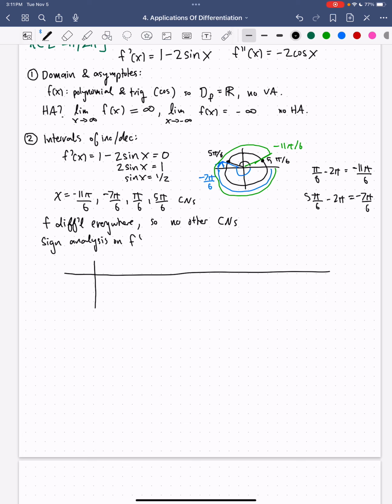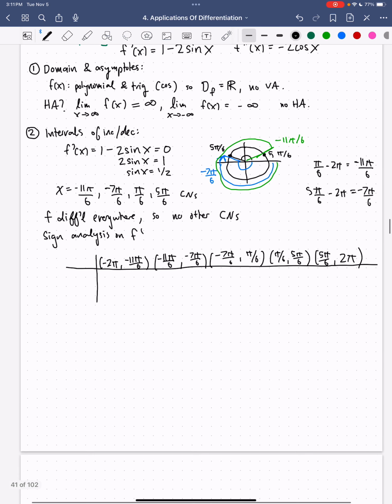Okay, let's see, lots of intervals, because now I'll have to go from negative 2 pi to negative 11 pi over 6, then negative 11 pi over 6 to negative 7 pi over 6, then negative 7 pi over 6 to pi over 6, then pi over 6 to 5 pi over 6, and finally 5 pi over 6 to 2 pi. Remember, we're only sketching this one between negative 2 pi and 2 pi, and so that's why I didn't say negative infinity and infinity on those last and first intervals.